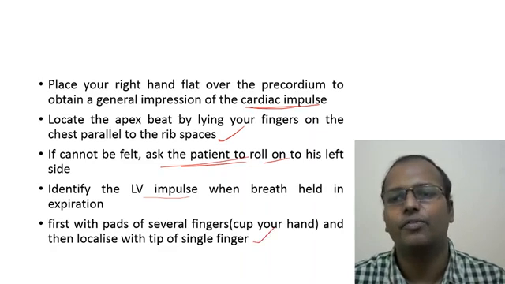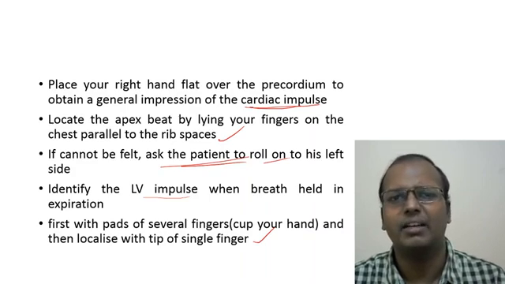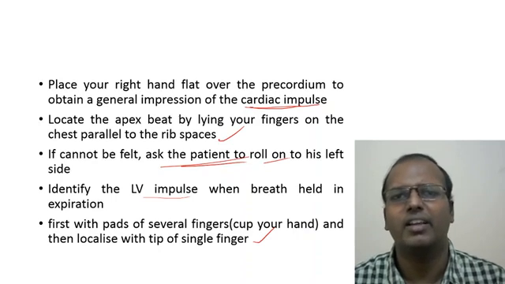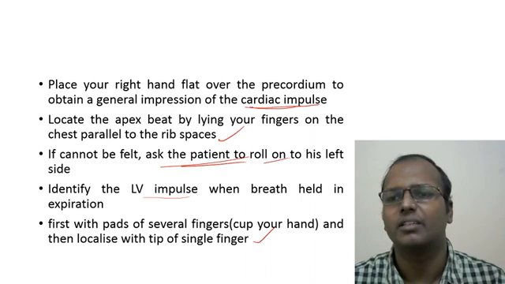This is a mixture of points from MacLeod and Perloff. Basically, MacLeod suggests that you can examine in the supine posture only, at a 45-degree angulation, and then you can make them turn if you are not able to get a proper apex beat.